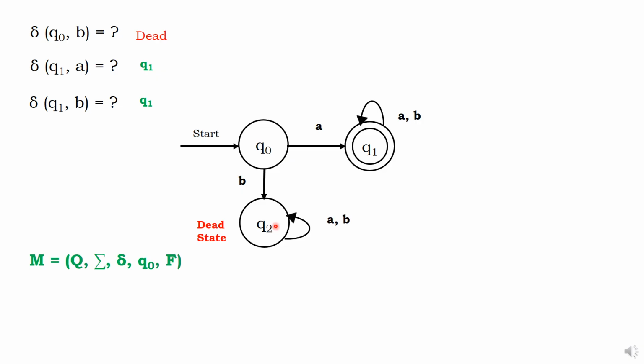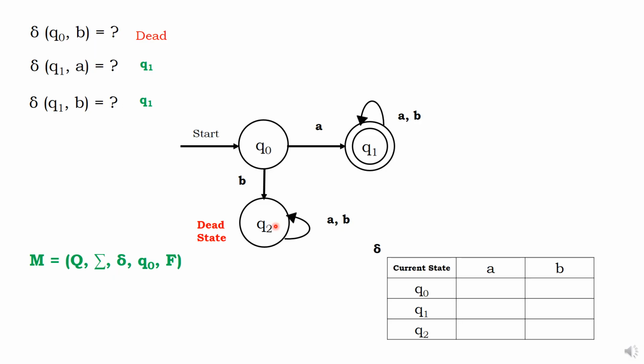Now you should go for the machine equation: Q, sigma, delta, Q0, F, and you go for the transition which we discussed already. Fill the table as per the diagram. That is, Q0 A is Q1, Q0 B is Q2, Q1 AB is Q1, Q2 AB is Q2. That's what I wrote. That's the end of the story. Initial state is an arrow, final state is a star.